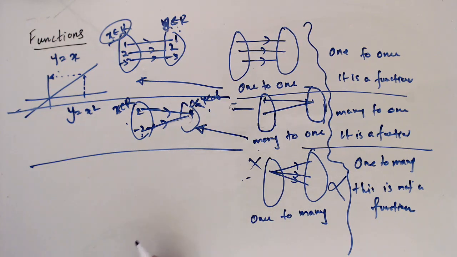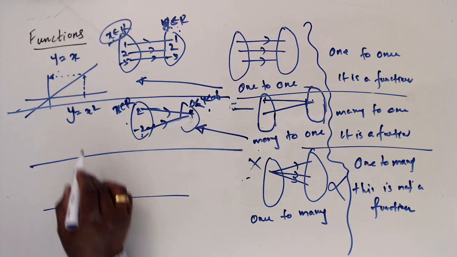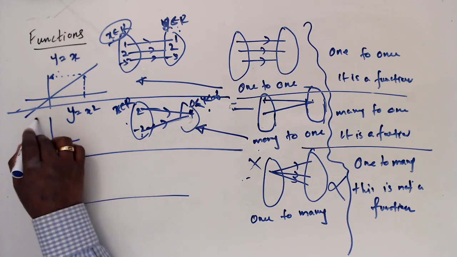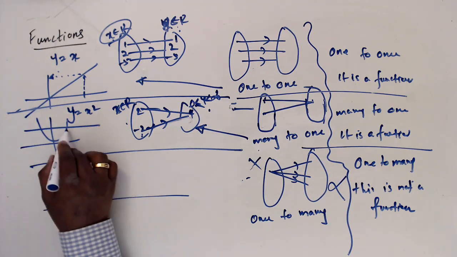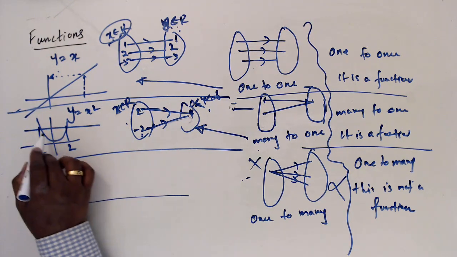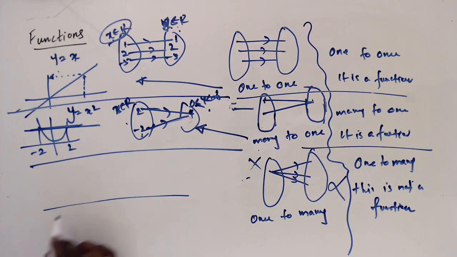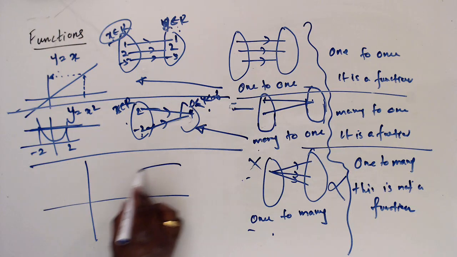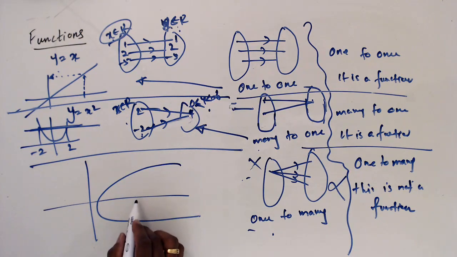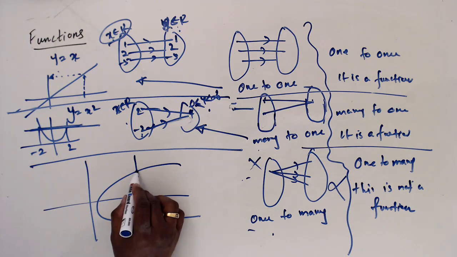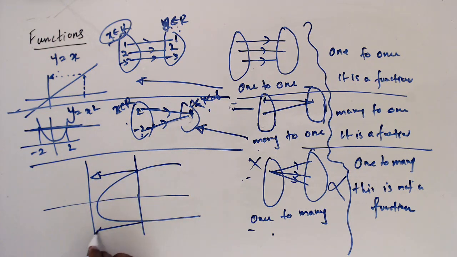And one-to-many. Before that, I'll just show an example. This is the curve. You can see from the curve, when you put 2 and minus 2, you will get one y value. But one-to-many, this is a parabola. If we put x, you will get two y values. Two y's. So this is not a function.